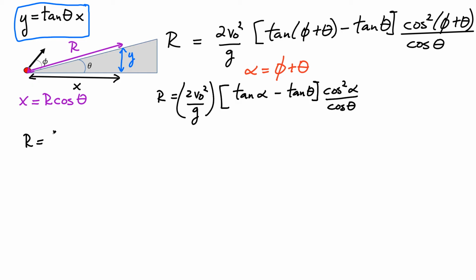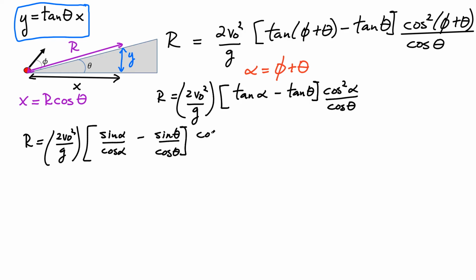The range is going to be equal to 2v0 squared divided by little g. Again, we're going to have to use some trickery here. So this is going to be sine of alpha over cos, right? Minus, again, sine of theta over cos. And all of this gets multiplied by cos squared of alpha, cos of theta. All right, you can multiply through. Okay. If you multiply through, again, the constant term, nothing changes with that one.